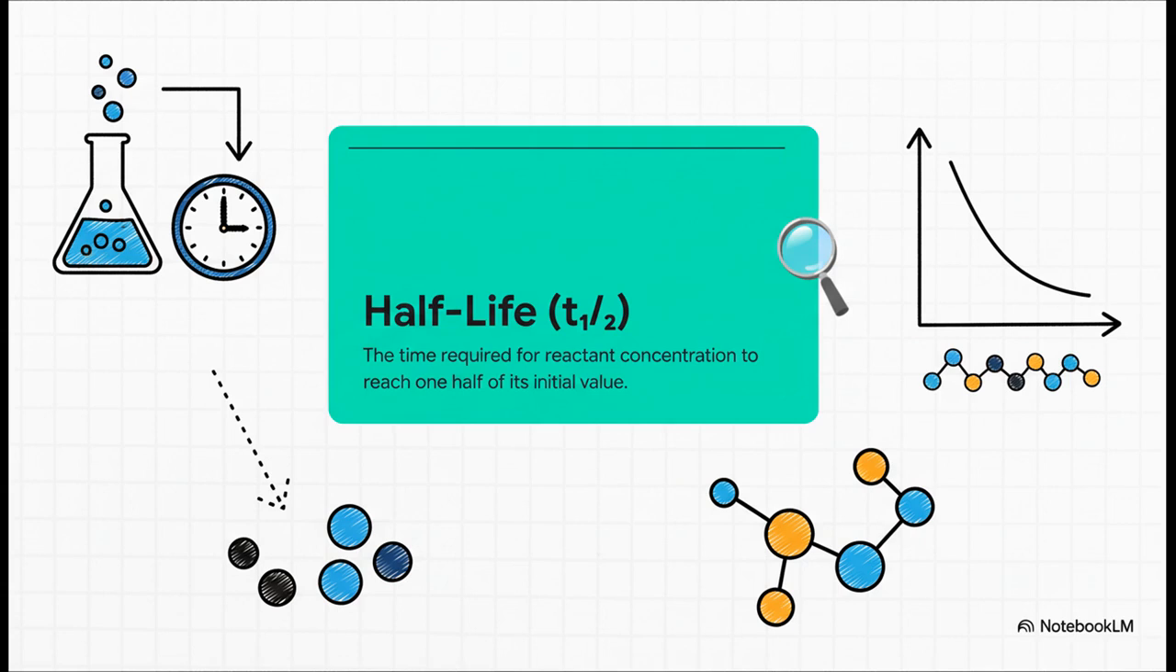Well, it's pretty much exactly what it sounds like. It's the amount of time it takes for half of your starting material to be used up in the reaction. So if you start with, say, 100 grams of something, the half-life is just the time it takes until you only have 50 grams left.